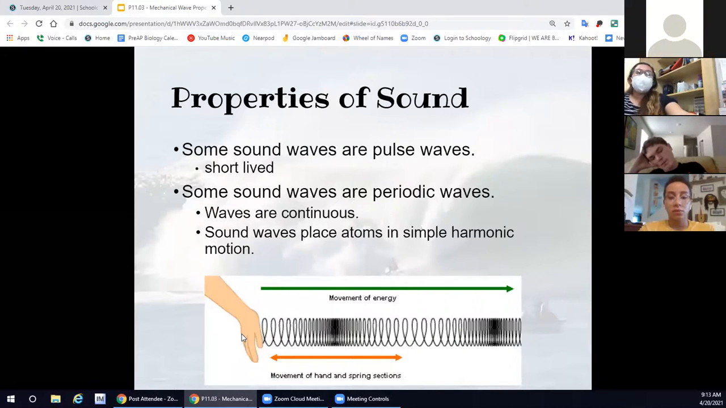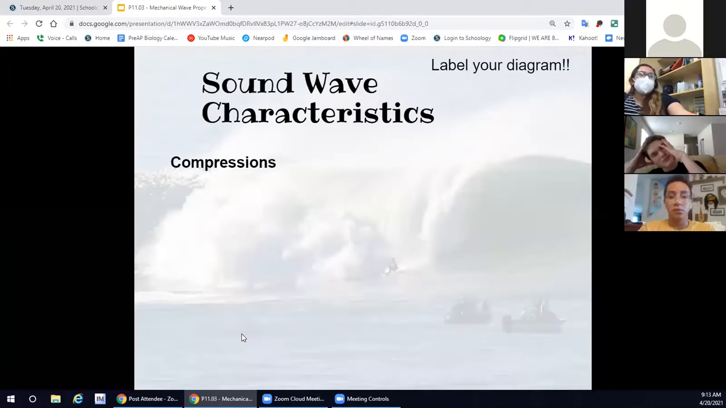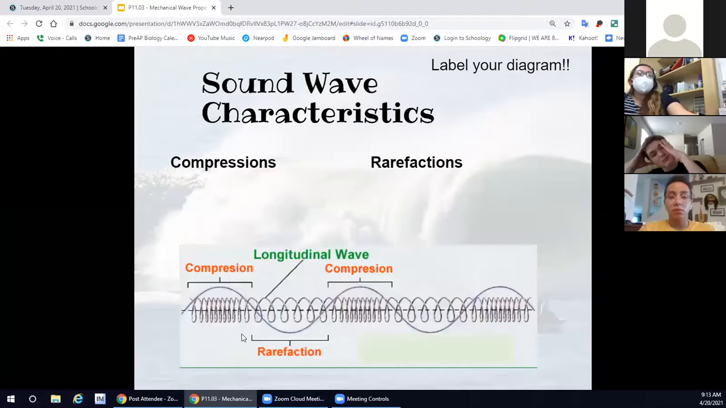So we do have properties of sound too, just like we have for the transverse wave, we have them for the longitudinal wave. Some sound waves are going to be pulse waves, meaning they're short-lived. Some sound waves are going to be periodic, meaning they're going to last a long time. We have compressions and rarefactions. I always mess up on that word.